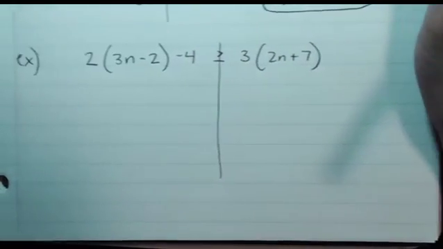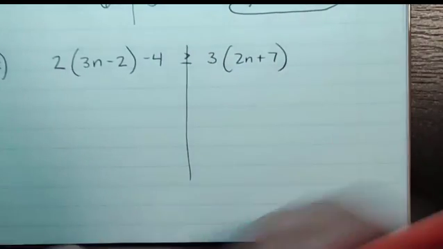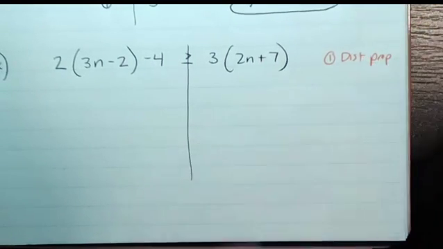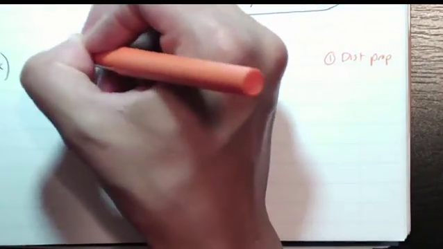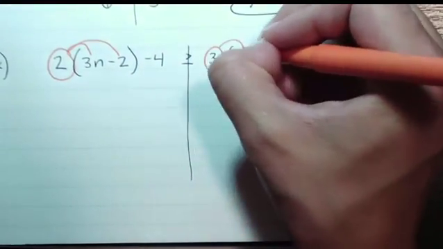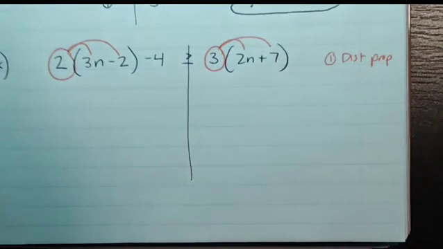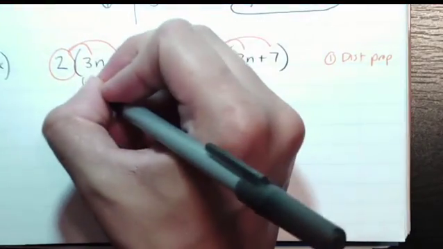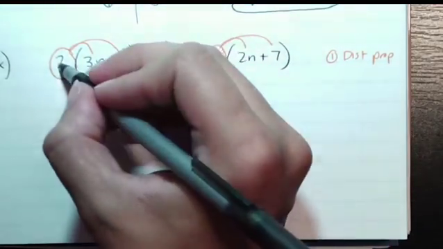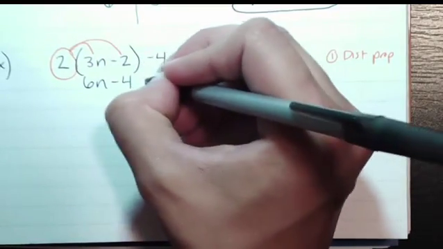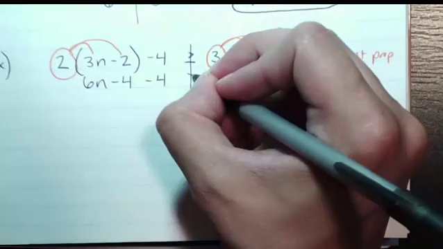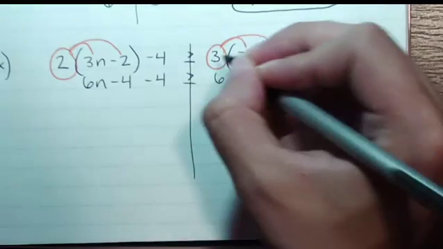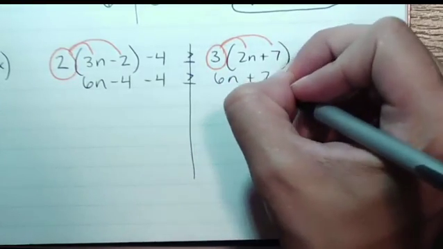Alright, so going back to my steps, the first step is to do the distributive property. So I have to distribute this 2 on the left side and this 3 on the right side. If I rewrite what I have, 2 times 3n is 6n. 2 times negative 2 is negative 4. I'm going to bring down that negative 4. Is greater than or equal to 3 times 2n is 6n. 3 times 7 is 21.